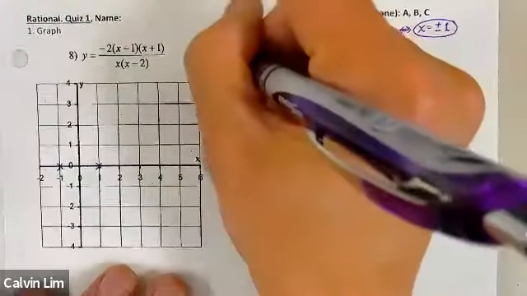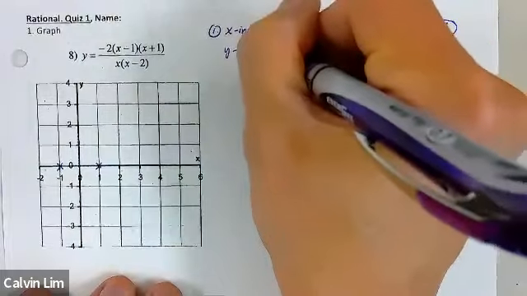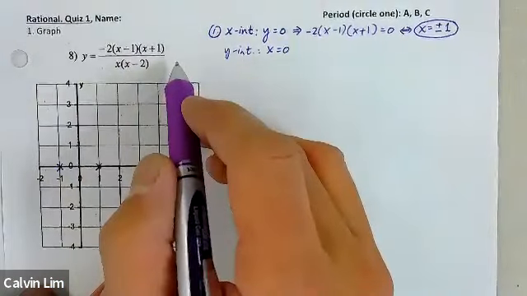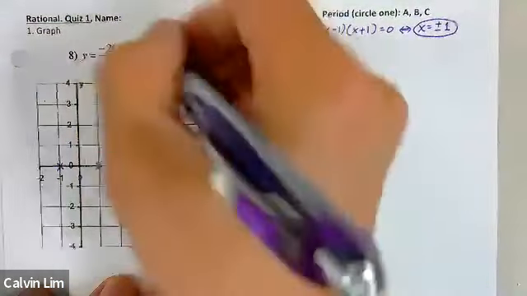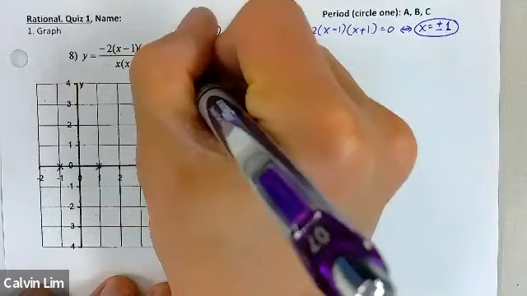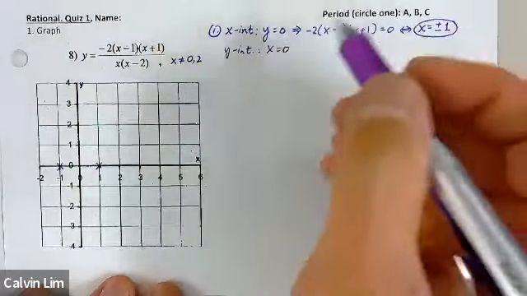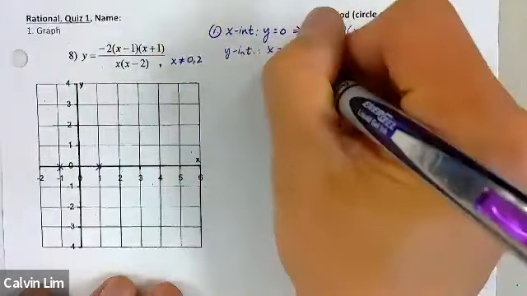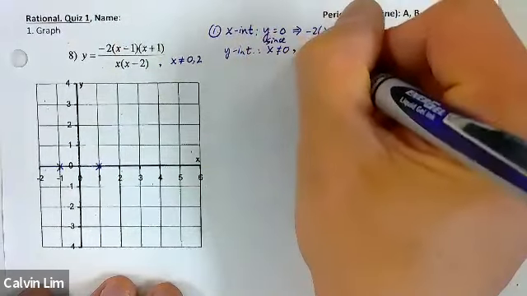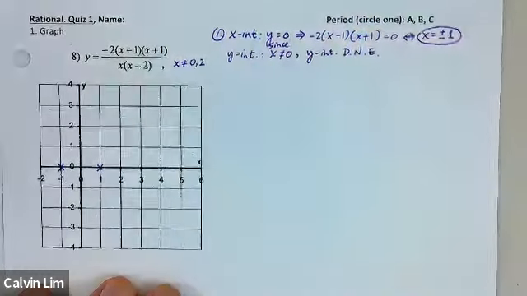All right. Next, y-intercept. For y-intercept, set x to 0. Now, based on this equation, can x be 0? No, right? It's always good practice to put down the restrictions for a rational function. What are the restrictions here? x cannot equal 0. x cannot equal 2. These are the restrictions, right? So since x cannot equal 0, the y-intercept does not exist.